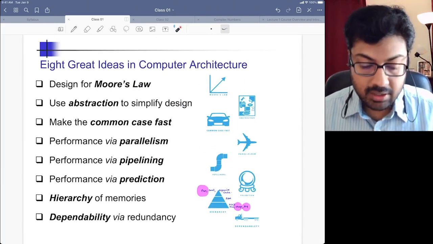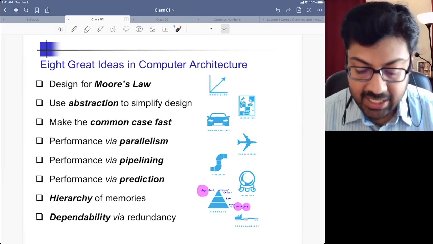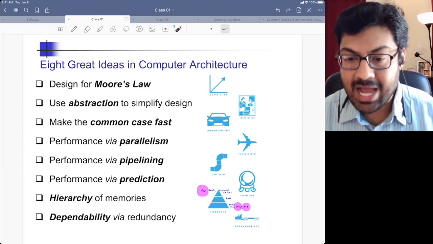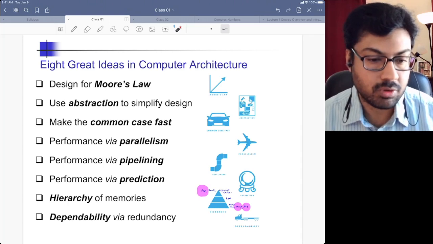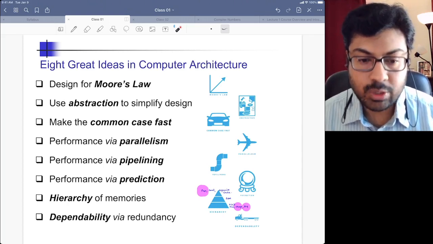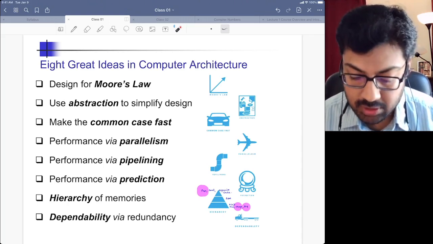All right, so these are sort of your great 8 ideas, and we'll see how these are applicable to our computer architecture operating systems course as we go through the lectures.